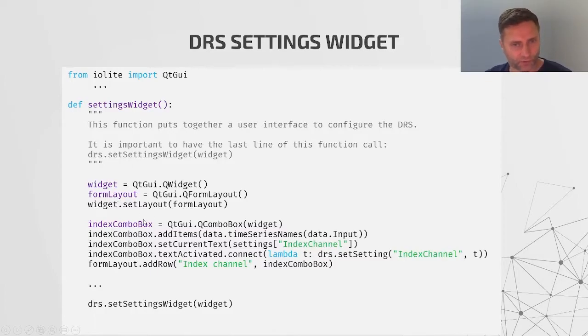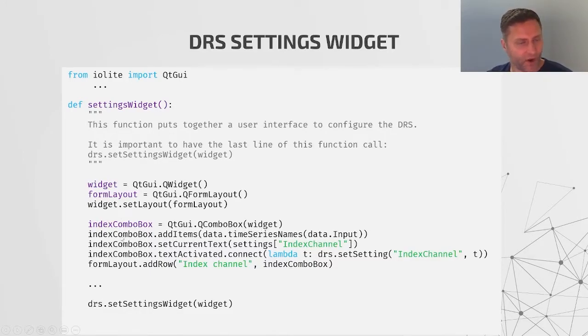So now we can start creating controls that will be shown for the user. I've just put in one control here because it follows this repeating pattern. You start off by creating the control that you want. In this case, we're creating a combo box so the user can select which index channel to use. We do that by giving it a variable name, in this case index combo box, and we create a combo box here by calling QtGUI.QComboBox, and it takes this widget that we created up here as the parameter, so that the parent of this combo box is this widget.